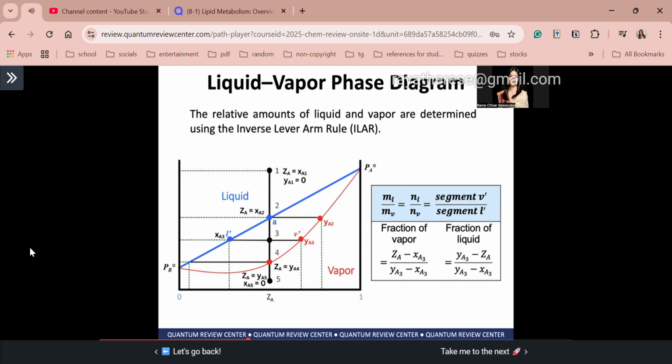So, here are the steps in determining the relative amounts of A and B in the liquid and vapor phase. Again, guys, our basis here is the isopleth. Because as we go down the isopleth, we are decreasing the pressure, or either increasing the temperature, depending on the graph. So guys, let's look.